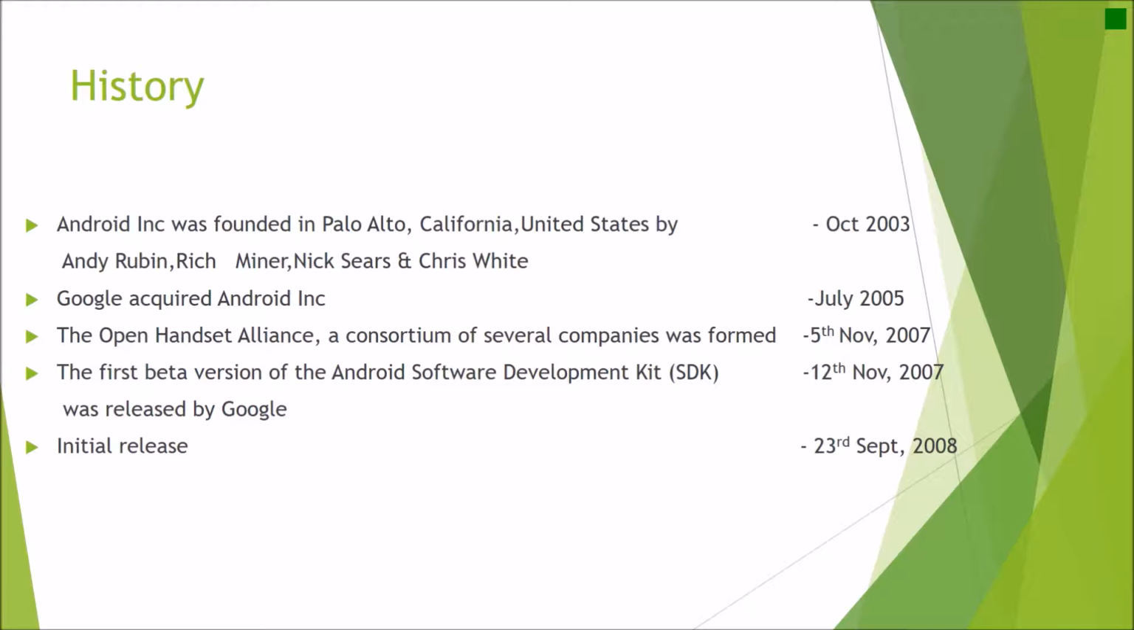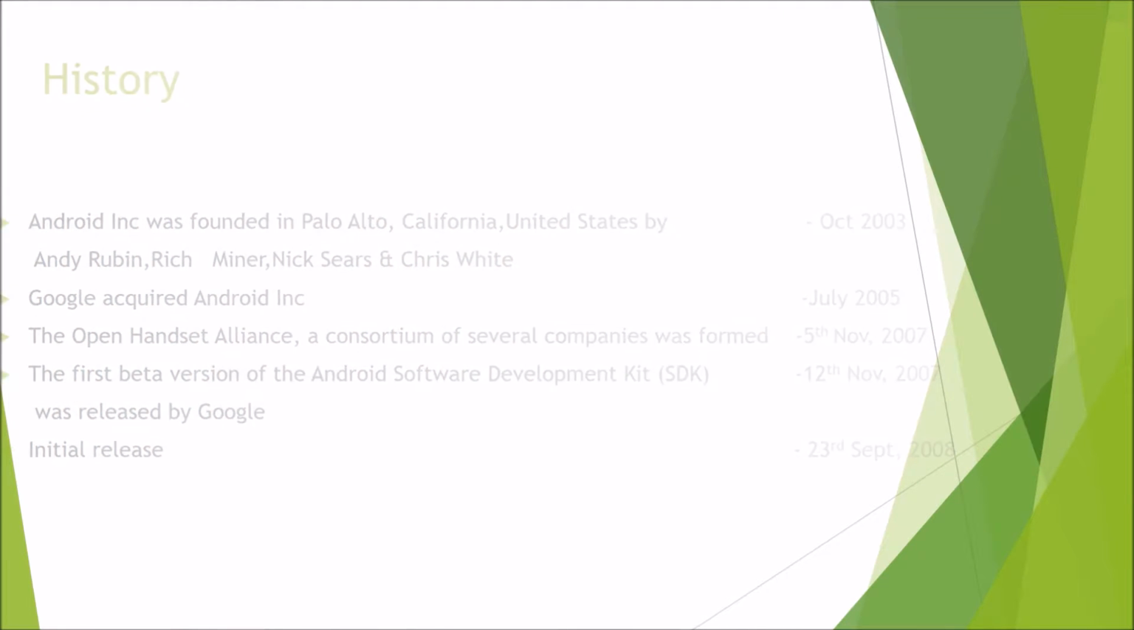There were basically four persons behind the creation of Android, which was founded in Palo Alto, California, United States in 2003, and later it was acquired by Google in 2005. The Open Handset Alliance was formed in 2007, and the first version of Android Software Development Kit was released in 2007, and initial release was 2008.